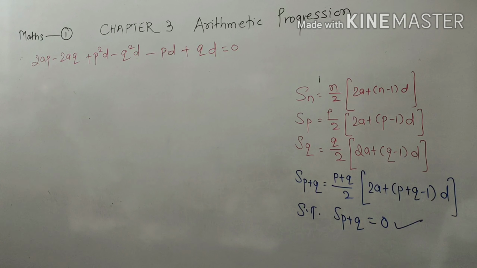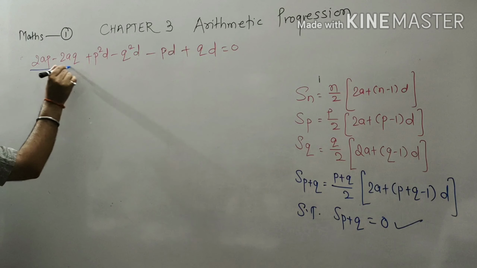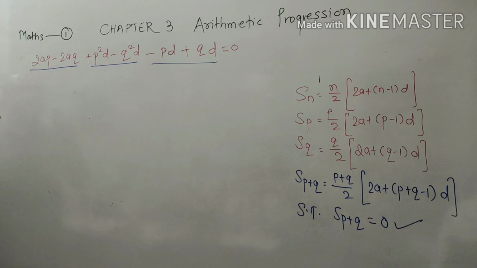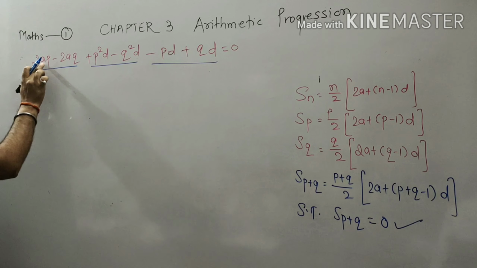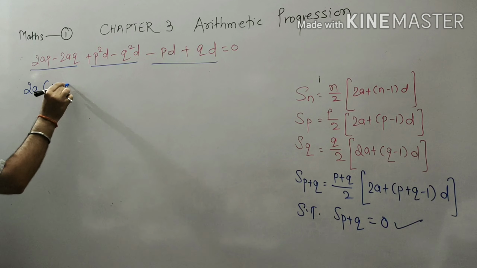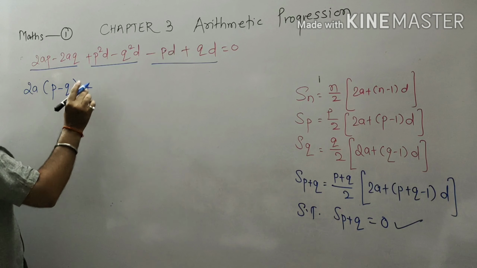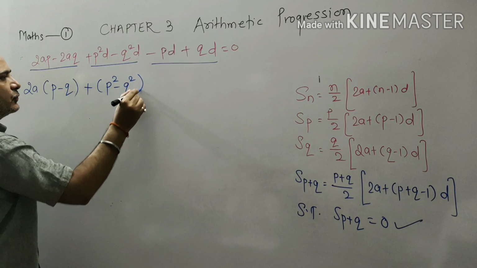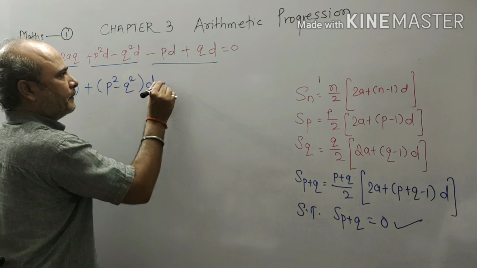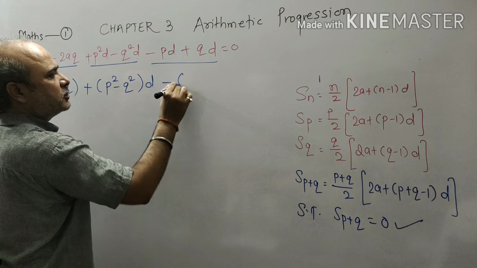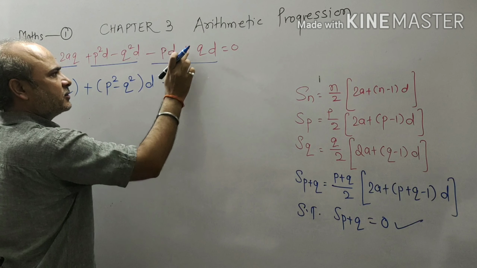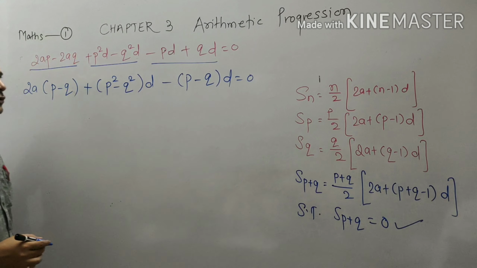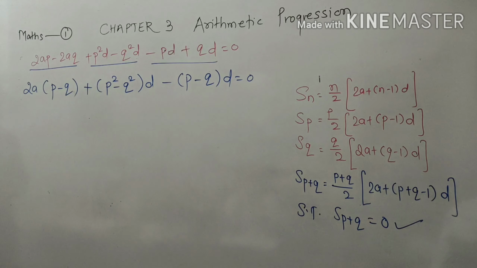So how will we simplify? This is the first pair, this is the second pair, and this is the third pair. In the first pair, student, 2a is common, so you will write p minus q, plus in the second term d is common, so you will write p square minus q square into d, minus, student, here d is common, so you write p, here minus is common, so this plus becomes minus q into d, and this is equal to 0. Clear, student?